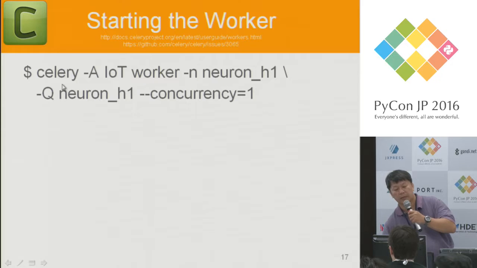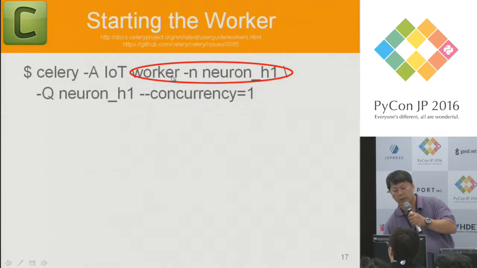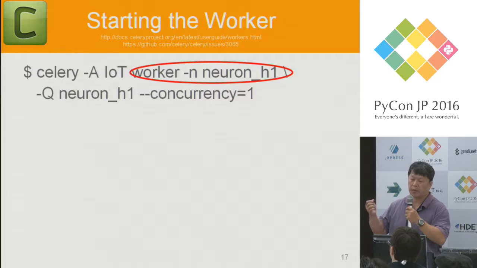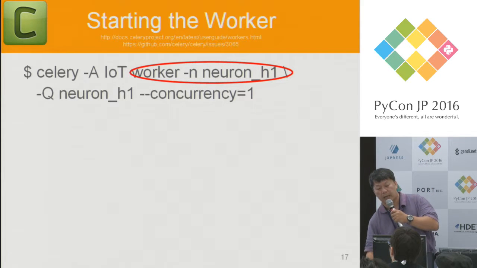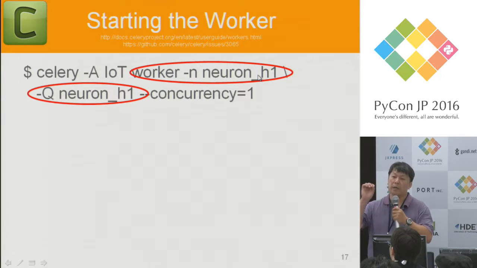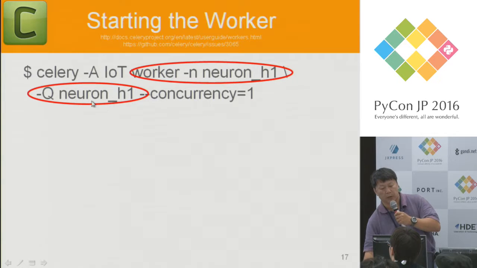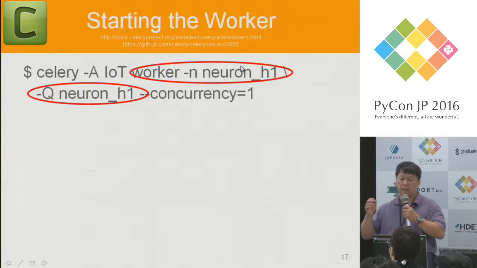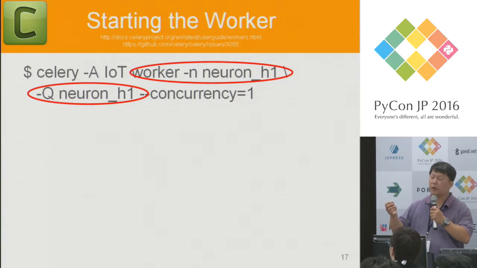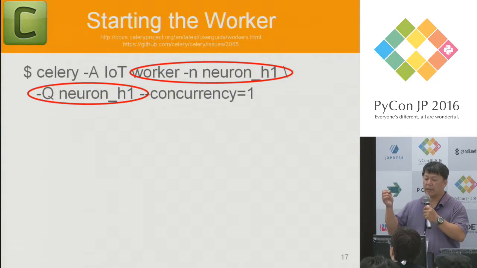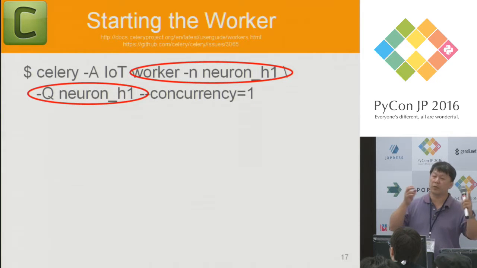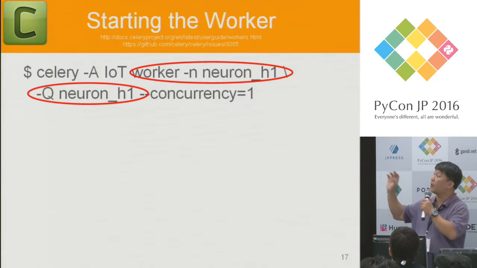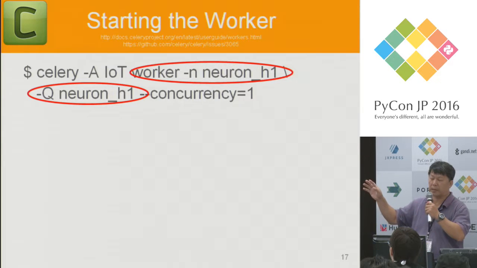Like we just said, celery worker. It means we want to initiate a worker process. And this worker process has a name. It's called neuron H1. And this worker process only listens to a queue named neuron H1. So the worker is assigned to listen only to queue neuron H1. But how does it know where the broker is? The producer knows where the broker is, but how does the worker know where the broker is?